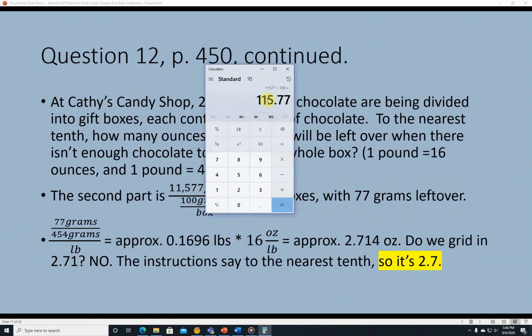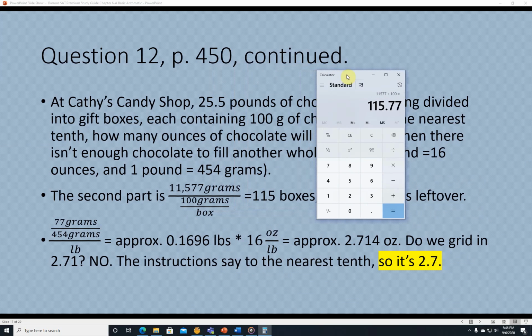So there's 115 whole 100-gram boxes of chocolate. We don't care about that, so we're just going to subtract out the 115. And we have 0.77, multiply that by 100, and boom, we get 77. So we have 77 grams of chocolate left.